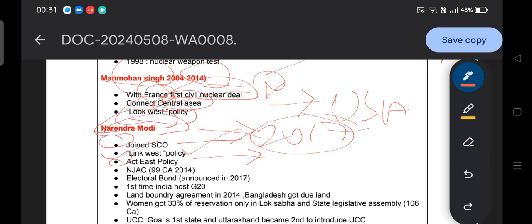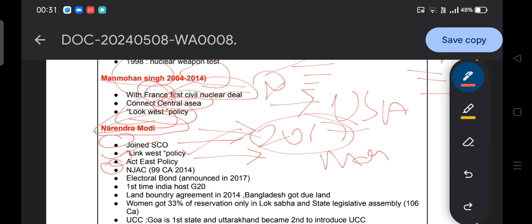They can ask the question, under which government the Act East policy came into the picture. Or they can ask a match of the following question: the different prime ministers on this side and the different foreign policy initiatives on that side. So this type of match of the following question can be asked.